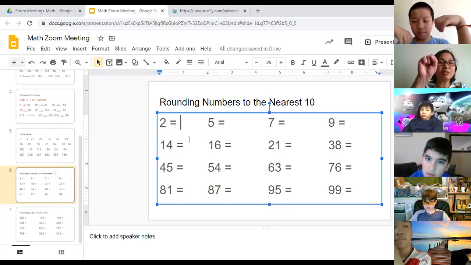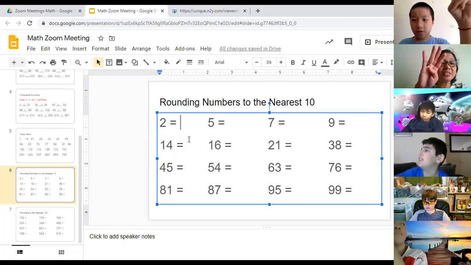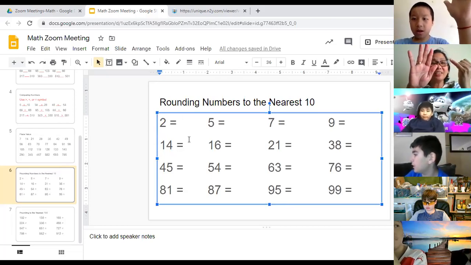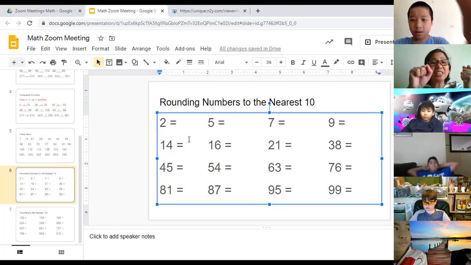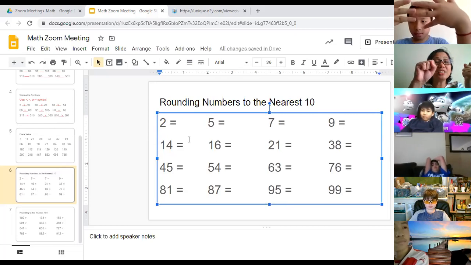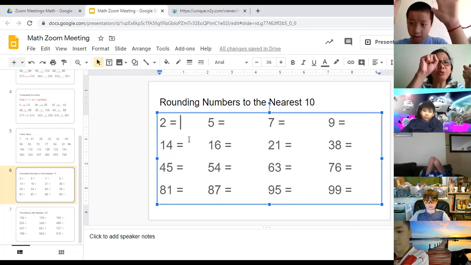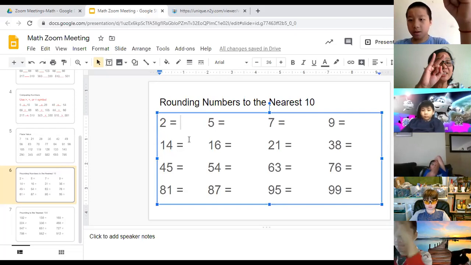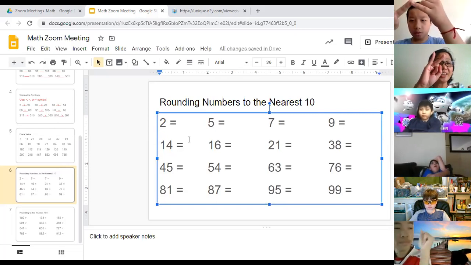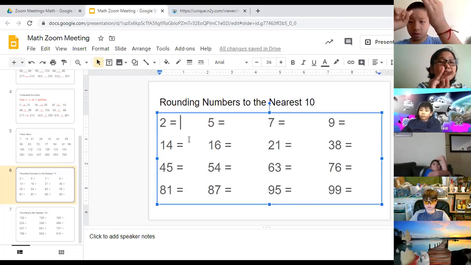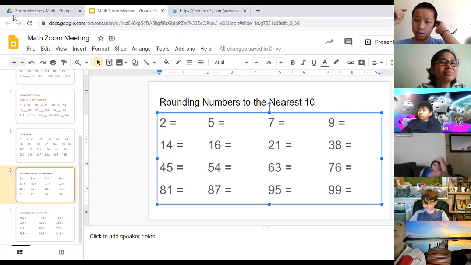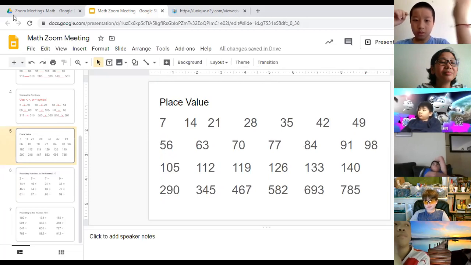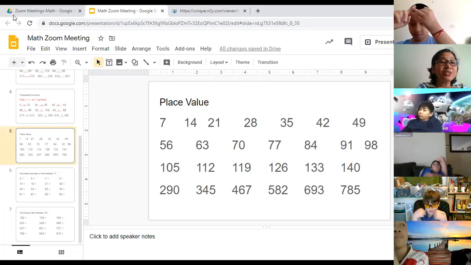Okay, from 2, let's count. 2, 3, 4, 5, 6, 7, 8, 9, 10. So it's 8 units away from 10. But for 0, how many units away is 2? So 2, 1, 0. So how many? It's only 2 units away to 0. Is it closer to 0 or closer to 10?